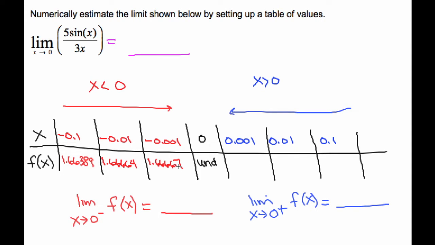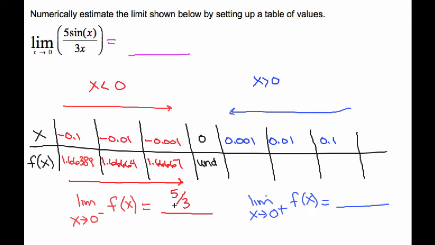Now, what I want to do is see if I can estimate the left-hand limit as x approaches 0 from the left. So what I'm asking myself is, what number are these outputs approaching? And it looks like they're approaching 1.6 repeating, which I'll write as 5/3 exactly.